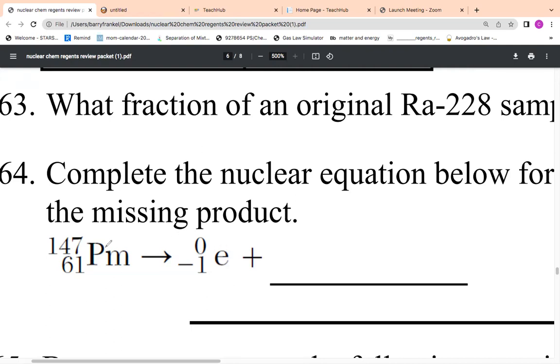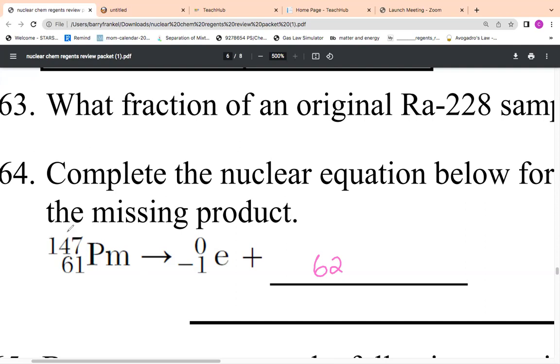So we've got, again, Pm, 61. So our total atomic number on this side is 61. Right now on this side, it's -1. So what do I have to add to -1 to get 61? Well, I have to add 62. 62 plus -1 is 61. So now everything balances. Again, if you're not comfortable with the positives and negatives, just use a calculator. And remember, everything on this side has to equal everything on this side added up. So again, 62 plus -1 is 61.